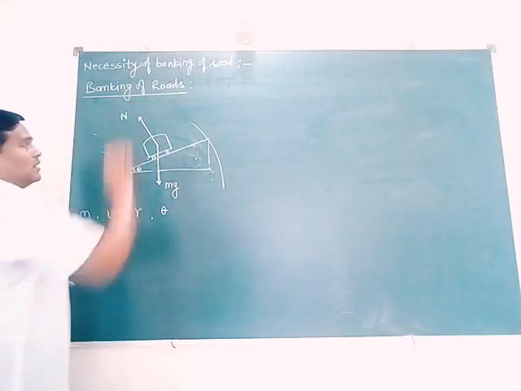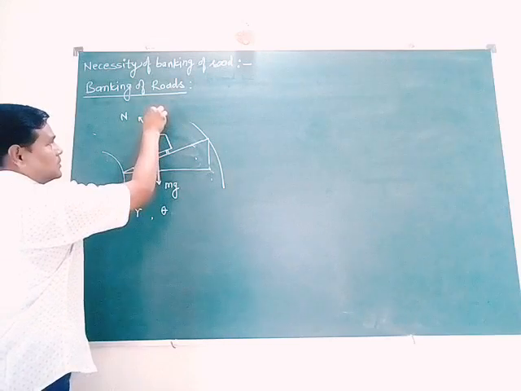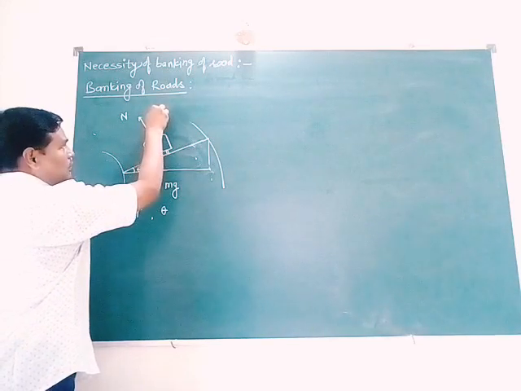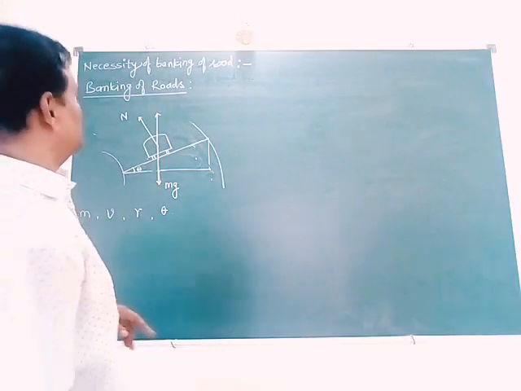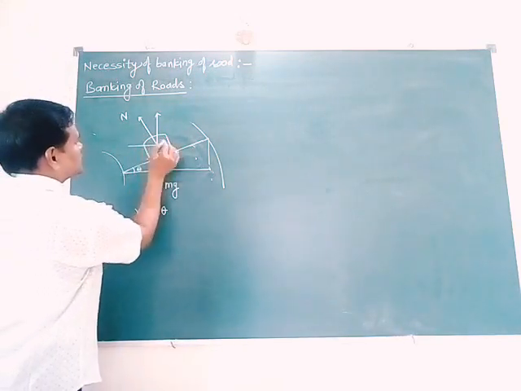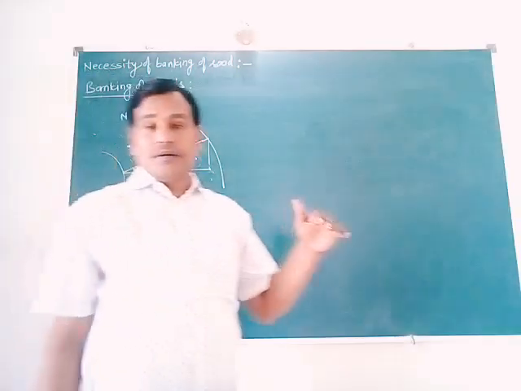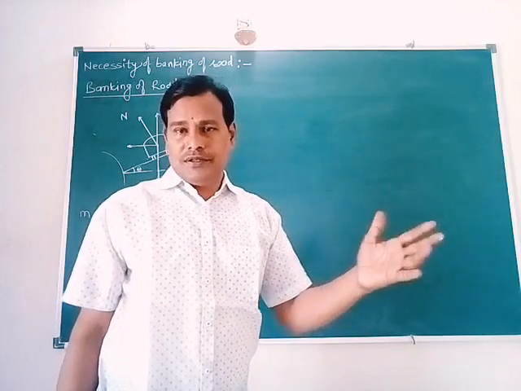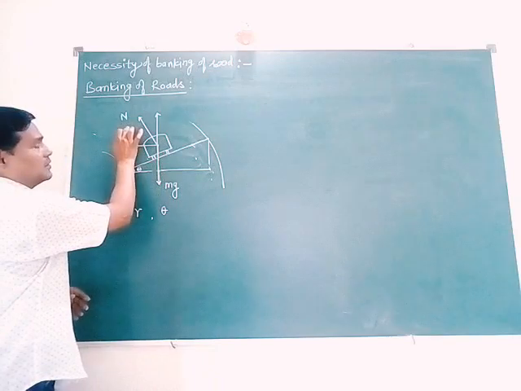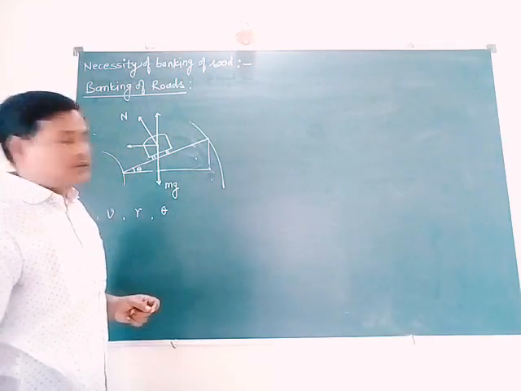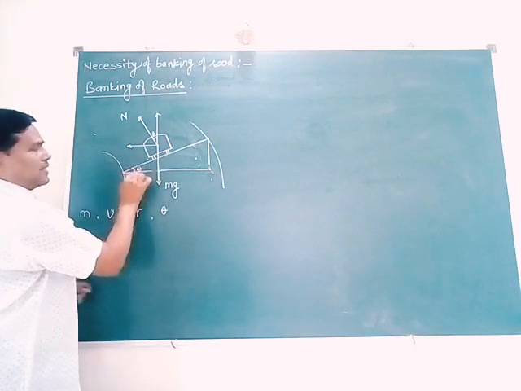So this normal reaction is a vector quantity. It can be resolved into two components. First is vertical component. This is vertical component, and second is horizontal component. We know in last year, that is 11th standard, we studied resolution of vector. So this is a vector. It is resolved into two components. This is angle theta, which is equal to this angle of banking.